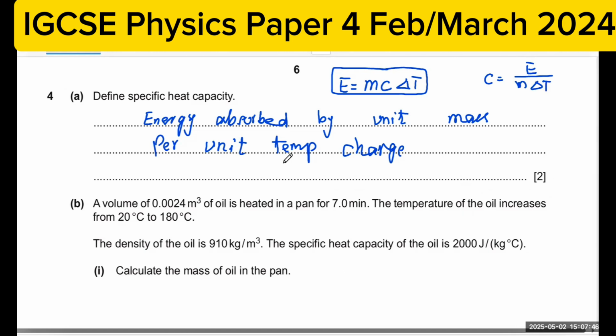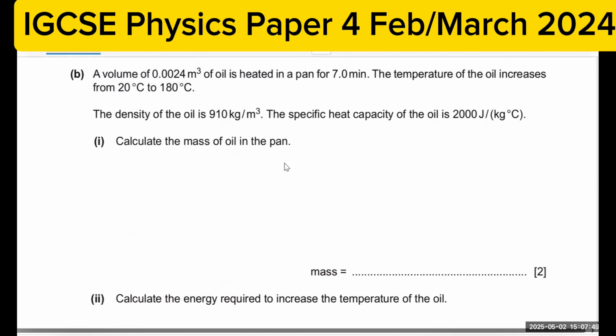Okay, B part is a volume of 0.0024 cubic meter of oil. This volume is heated in a pan for 7 minutes, so this is the time. The temperature of the oil increases from 20 degrees to 180 degrees Celsius, so this is the change in temperature. The density of the oil is given. The specific heat capacity is also given. Calculate the mass of the oil in the pan.